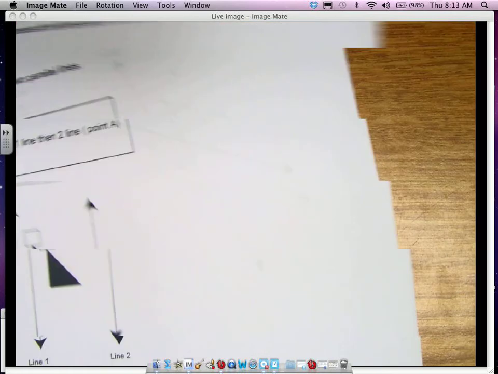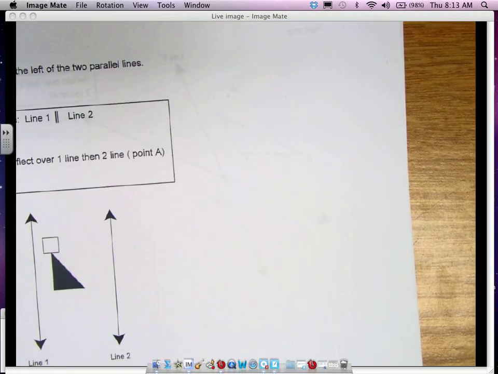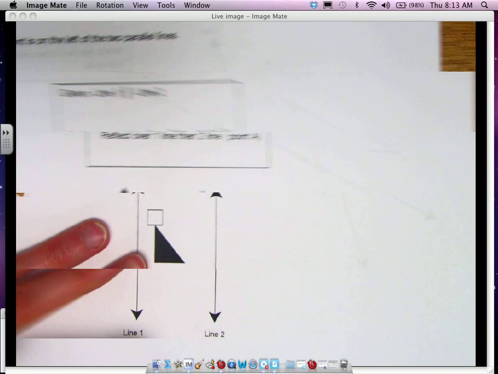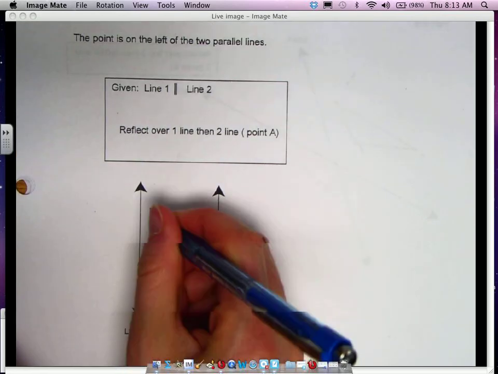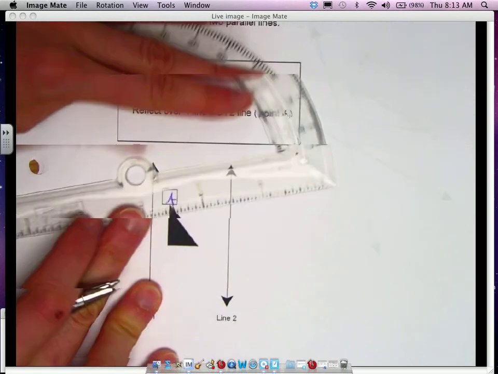All right, the first thing you want to know is that we're going to move A, and point A was supposed to show up in this box. I don't know why it didn't. Computers and I don't always get along.